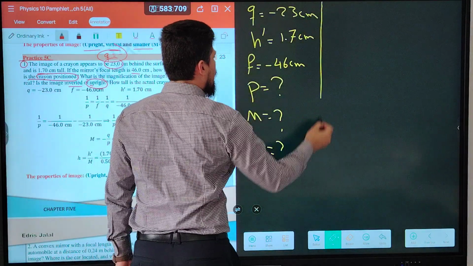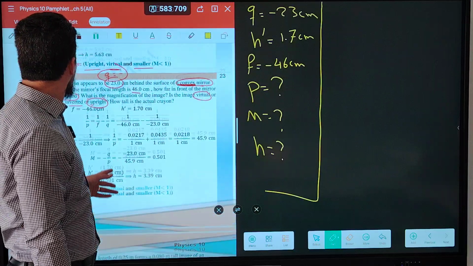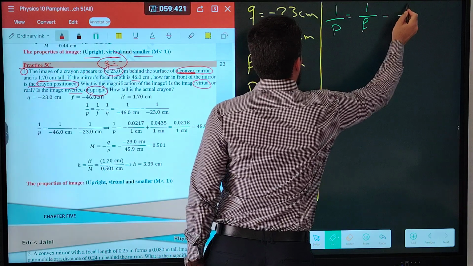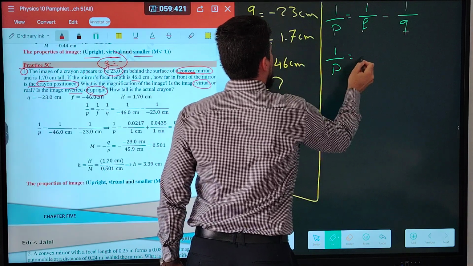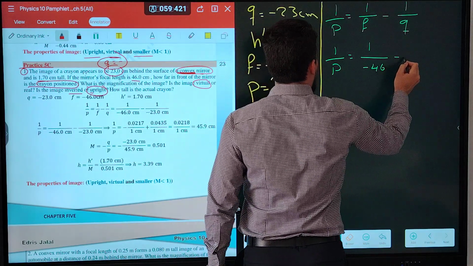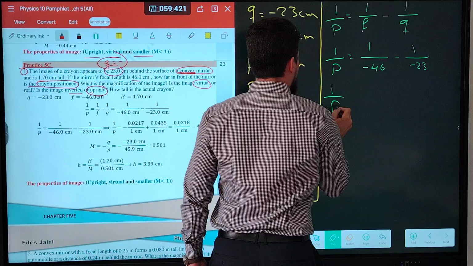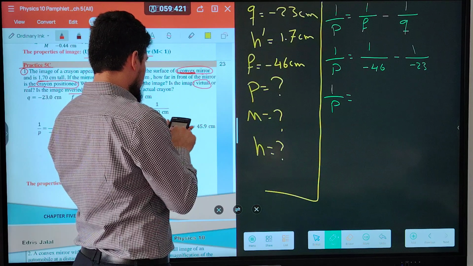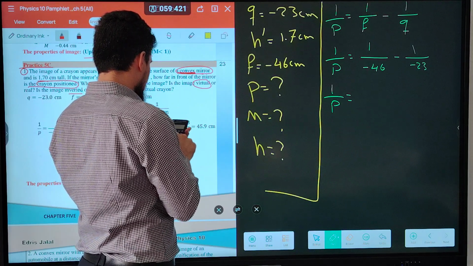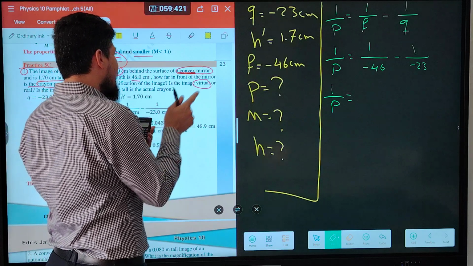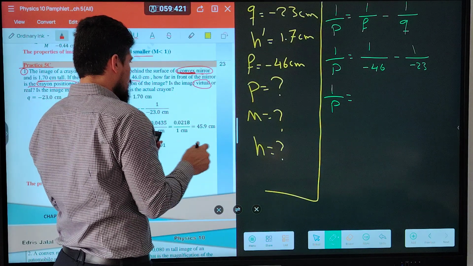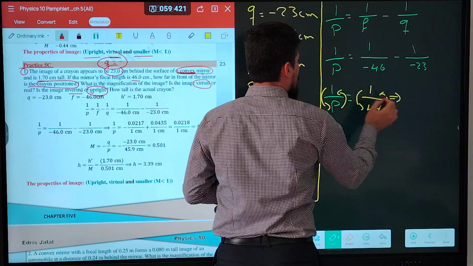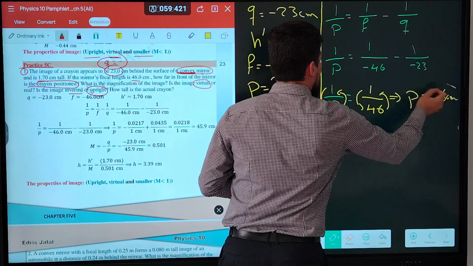H. Again, we have 3 unknowns, exactly the same question as we solved in the sample problem. 1 over P is equal to 1 over F minus 1 over Q, 1 over negative 46 minus 1 over negative 23. So 1 over P is equal to, let's do it by calculator, 1 divided by negative 46 minus 1 over negative 23, which is equal to 1 over 46. You have to flip both sides to determine P, not 1 over P. P is equal to what? 46 centimeter.